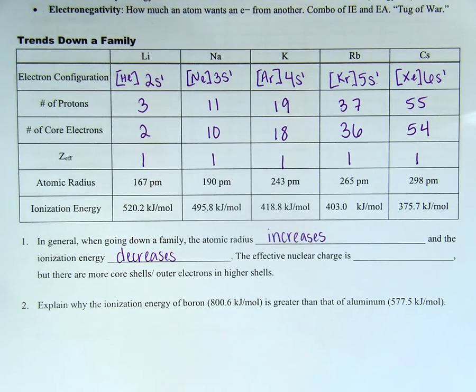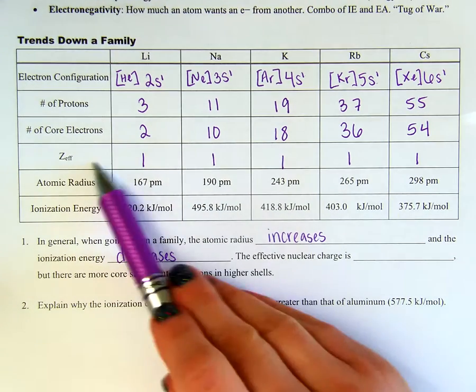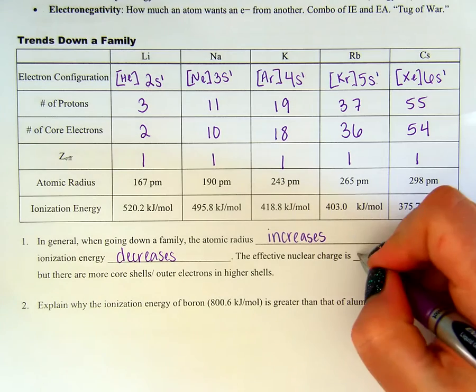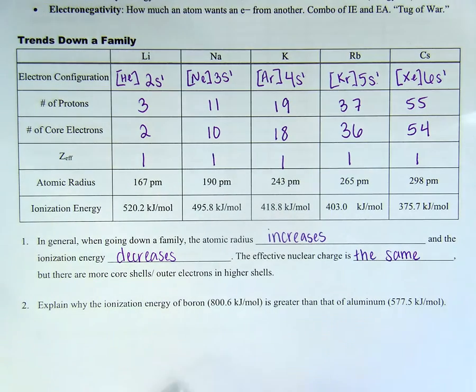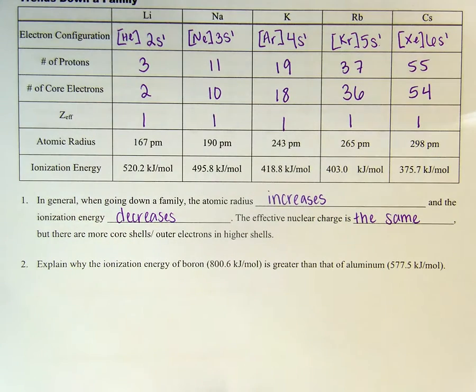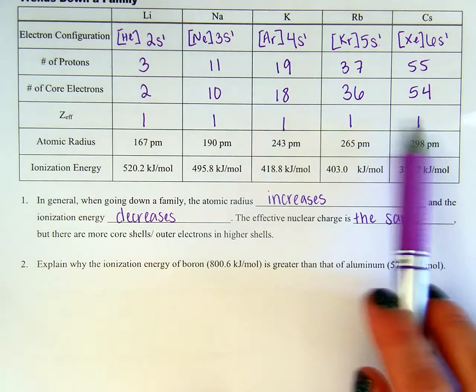The effective nuclear charge for all of these, well, if we look at it, is exactly the same. However, there are more core shells and outer electrons in higher shells. So there are more core electrons in the outer shells.